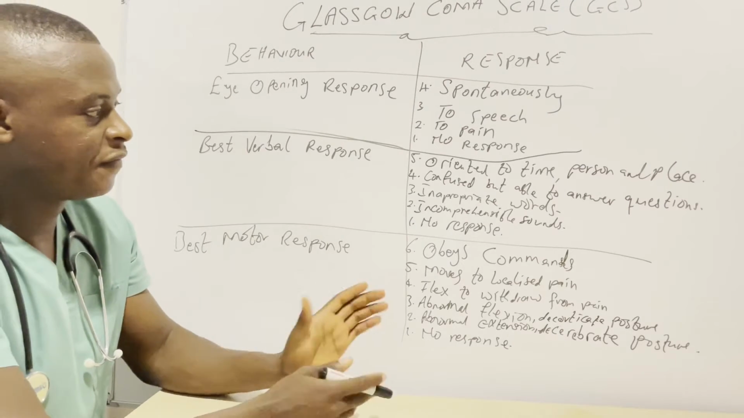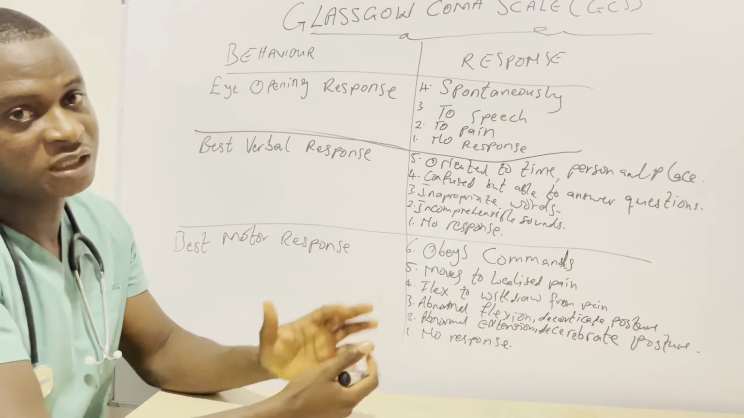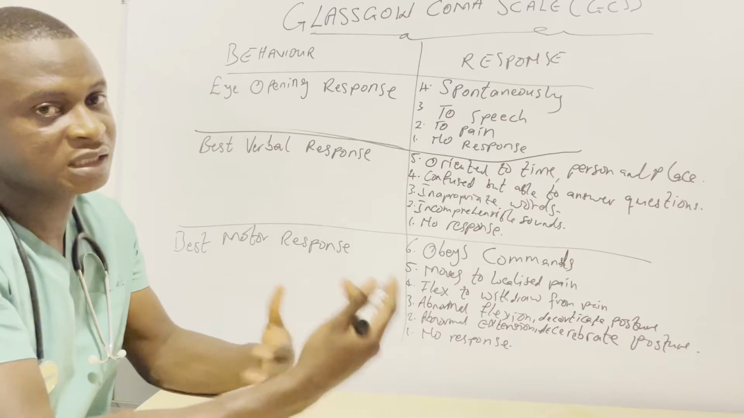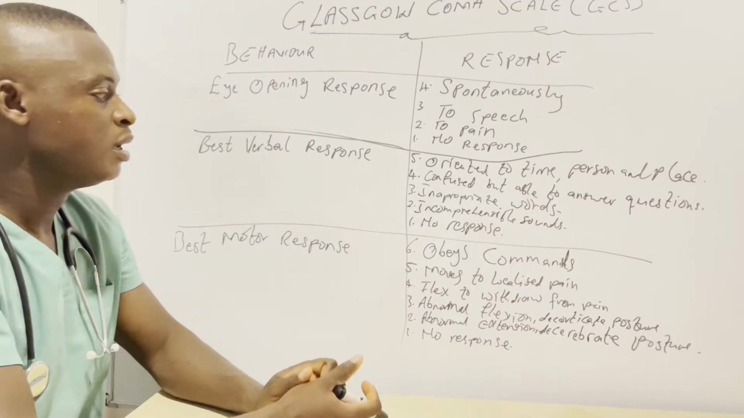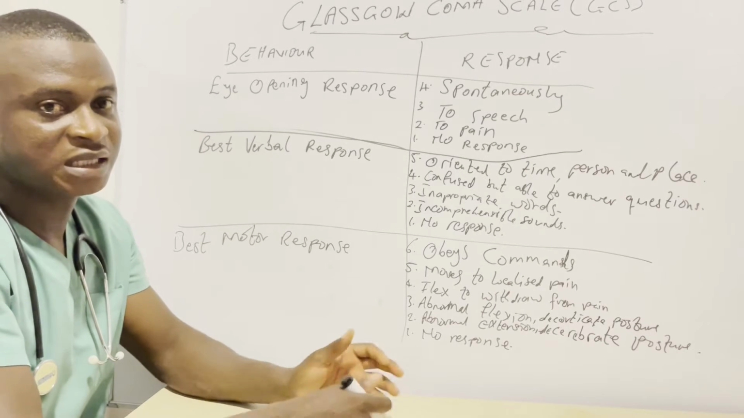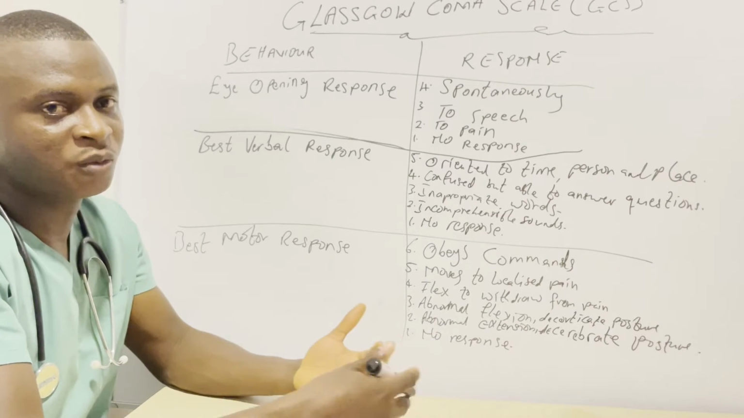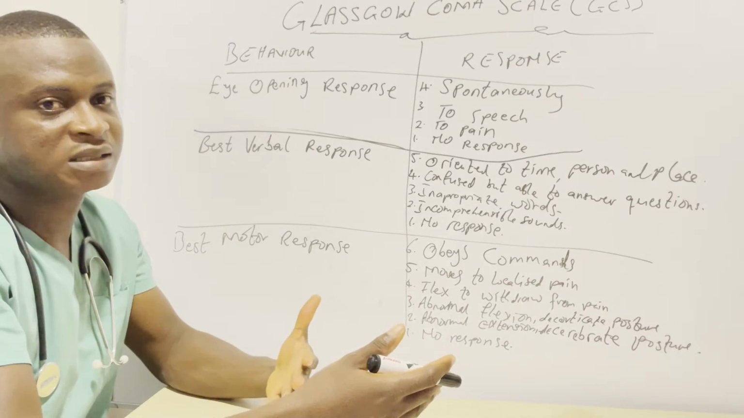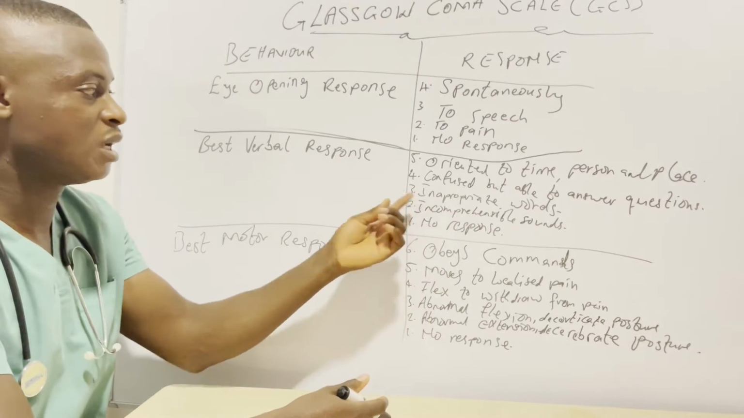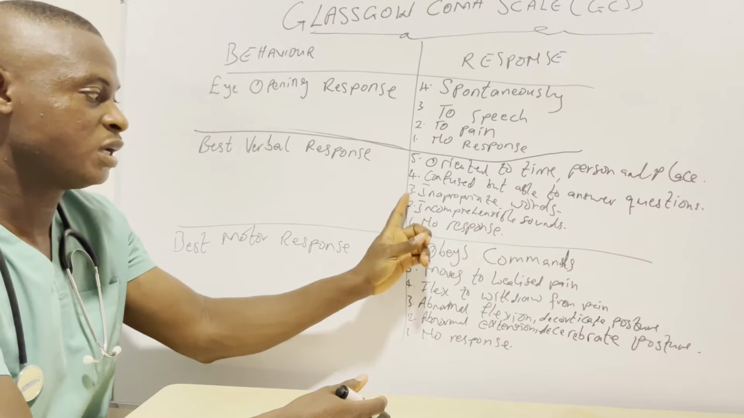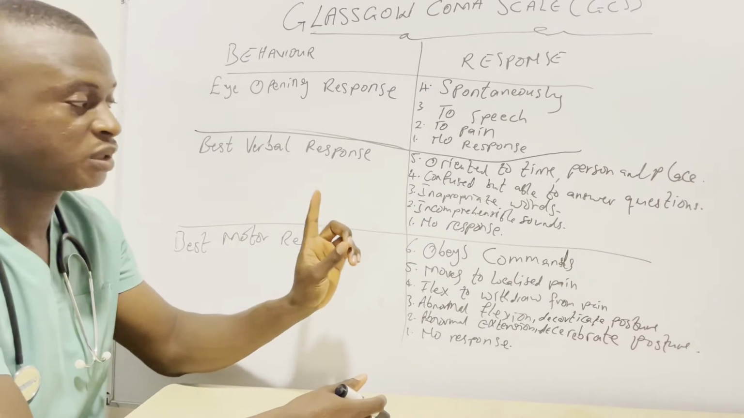Now, if the patient is confused but able to answer questions, so you ask the patient questions but he's confused, so the answers don't really flow the way you want them to, the patient has scored 4. And then inappropriate words: the patient starts using words that you don't understand, or uses words that are opposite to the questions you are asking him or her. It means that is inappropriate words, so the patient has scored 3.